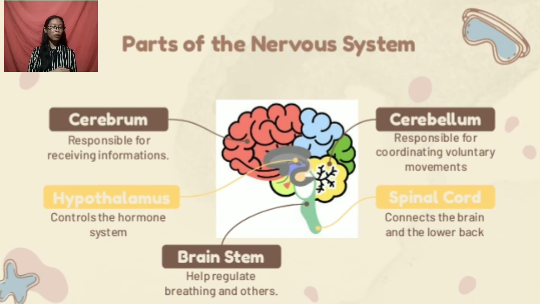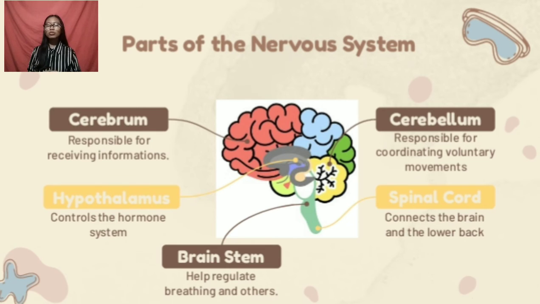So the next part is the hypothalamus. It is a gland in your brain that controls your hormone system, releases hormones to another part of your brain, which we call the pituitary gland. And the pituitary gland will send hormones out to the different organs of our body. And the next one is the brainstem. There are three parts of the brainstem, which are the midbrain, the pons, and the medulla oblongata. So they help to regulate breathing, heart rate, blood pressure, and several other important functions in our body.